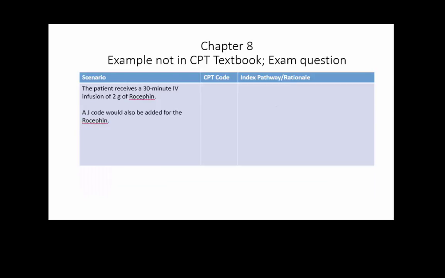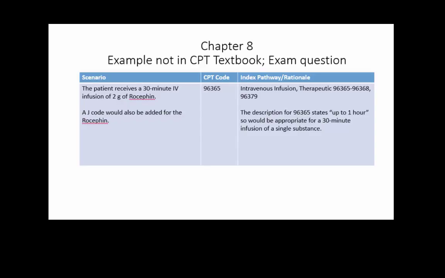Here's an example not in your CPT textbook. It is an exam question or one similar to it. Patient receives a 30-minute IV infusion of 2 grams of Rocephin. Rocephin is a very strong antibiotic. A J code would be added for the Rocephin. And there is your intravenous infusion, therapeutic, because it is an antibiotic. Intravenous infusion is your main term, therapeutic. When you look at those code ranges, the description for 96365 states up to 1 hour. So it would be appropriate for a 30-minute infusion of a single substance. So we select 96365.